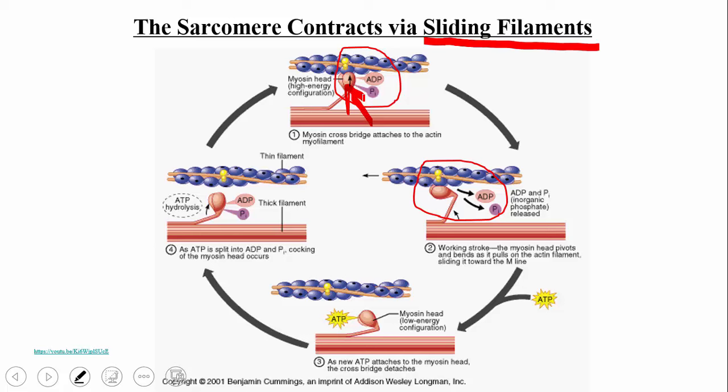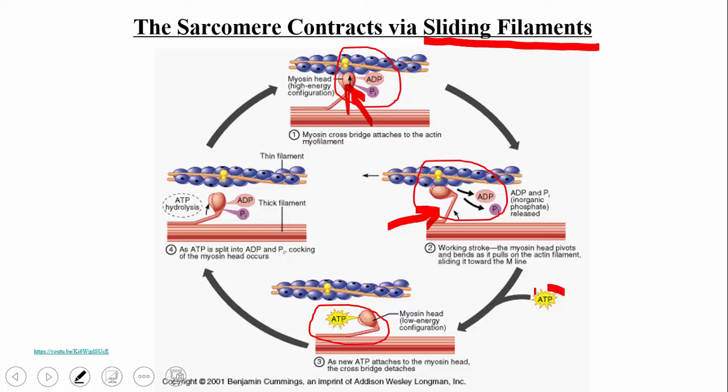So they're released, and when they're released, that causes something called a working stroke or a power stroke. And this is where the myosin physically moves. You see that right here. So that's where you're getting muscular contraction. Okay. Then you'll have step three happen here. As a new ATP attaches to the myosin head, the cross bridge detaches.